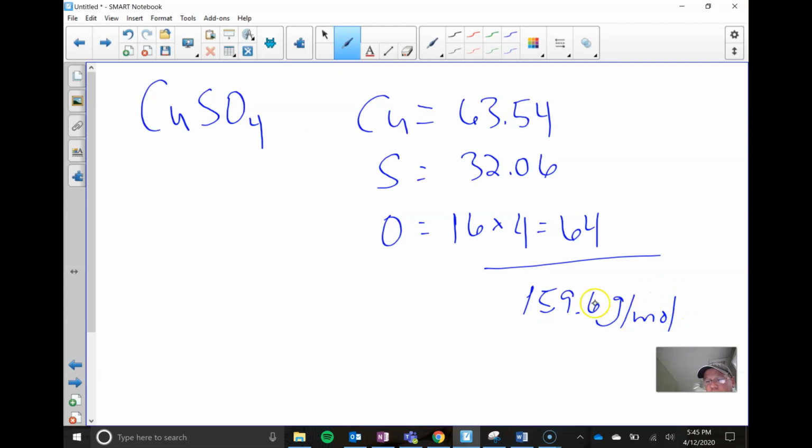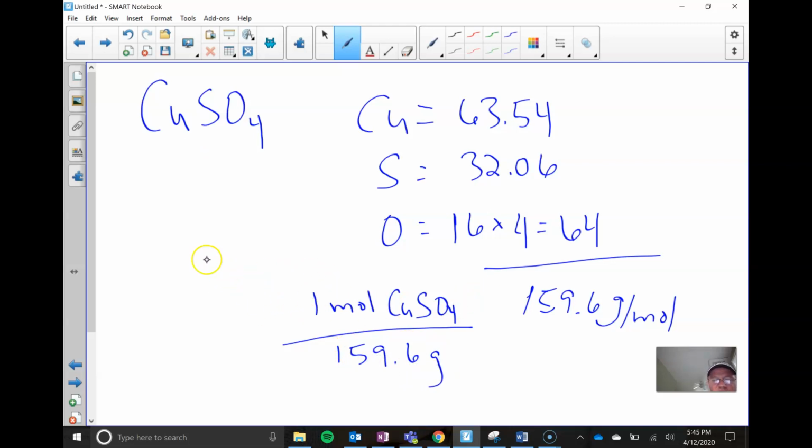So you could write it like that with the grams per mole unit, or if we're using this in a problem, as you'll see here shortly, you could write it like this: 1 mole of copper sulfate, 159.6 grams. We call that a conversion factor, because we use that in formulas. So let's see how that looks in a formula.